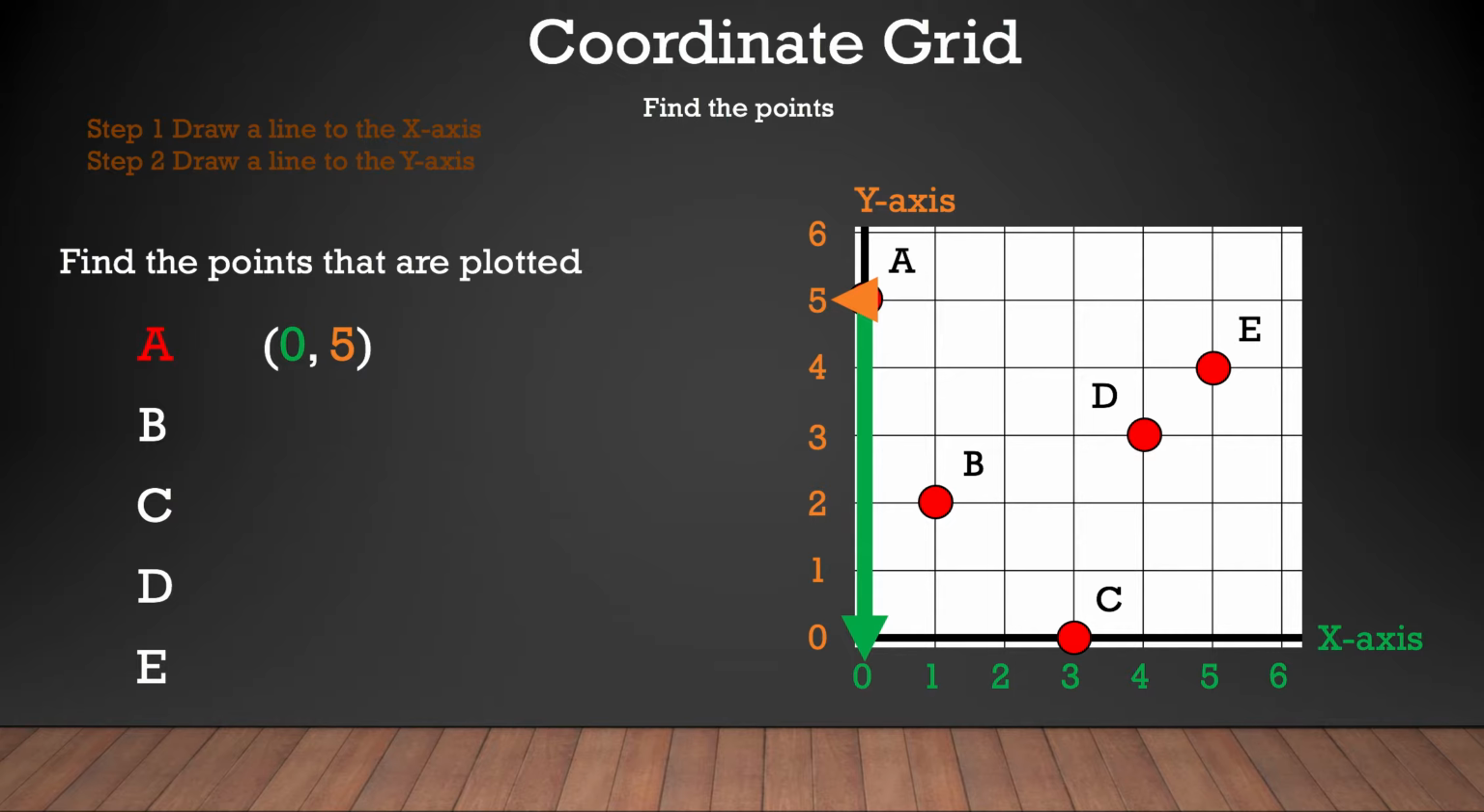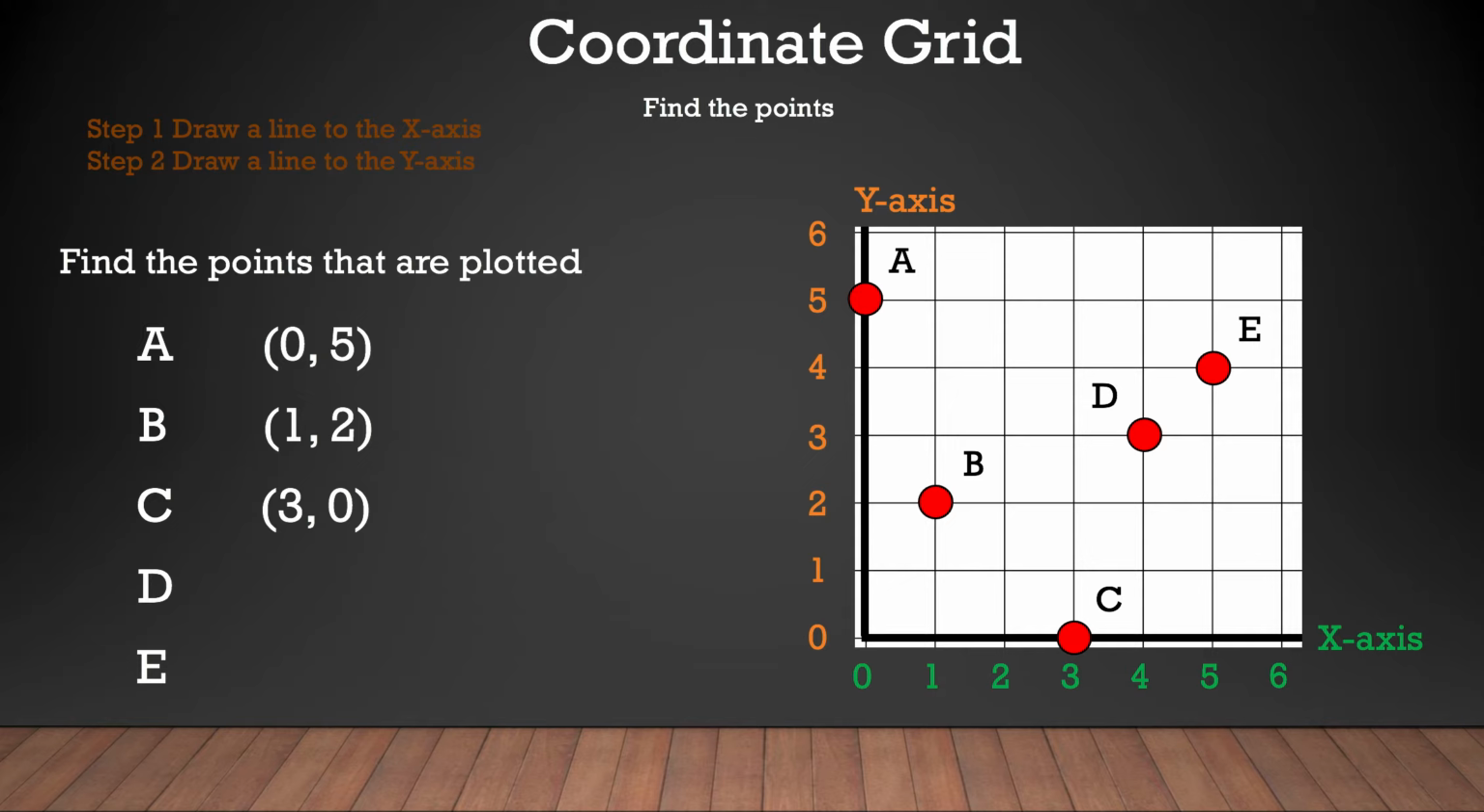So let's take a look at C. Although C is already at the x-axis, let's still draw to the x-axis. So we can realize that we need to write down the number 3. Okay, and now we're going to draw to the y-axis for step 2. And as we can see, the number is 0. So my point for C is 3, 0.